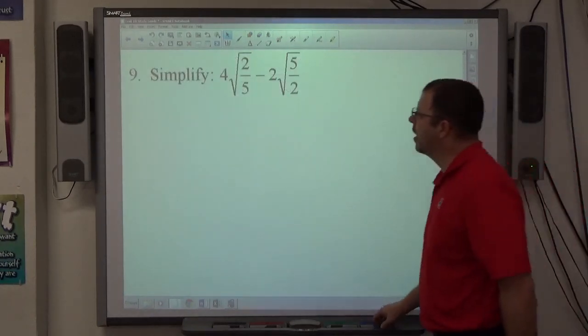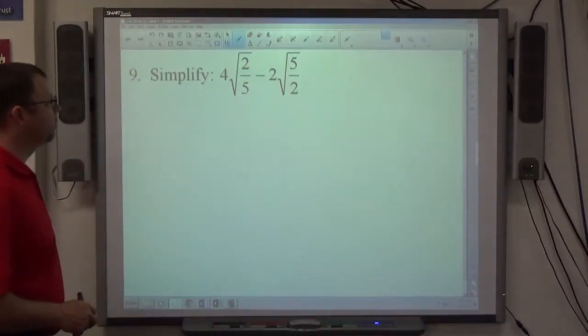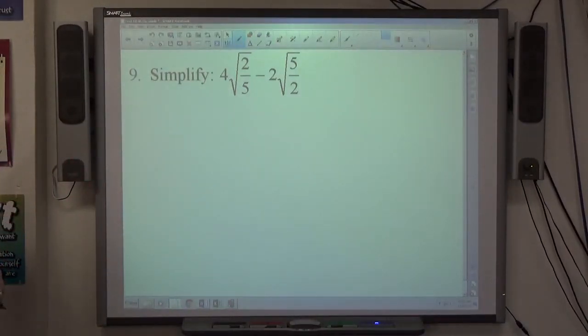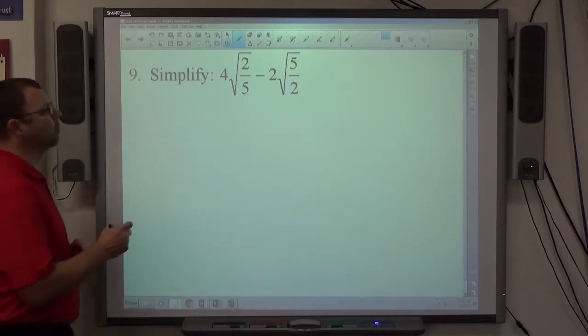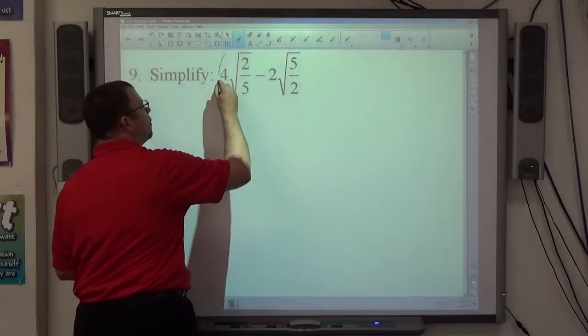Number 9, simplify 4 square root of 2 fifths minus 2 square root of 5 halves. Quite a few of you are getting these wrong on homework. Most of the reason we're getting them wrong is we're not taking them far enough. A few of us are having some issues on how to actually simplify each term. So let me focus on simplifying the terms first.